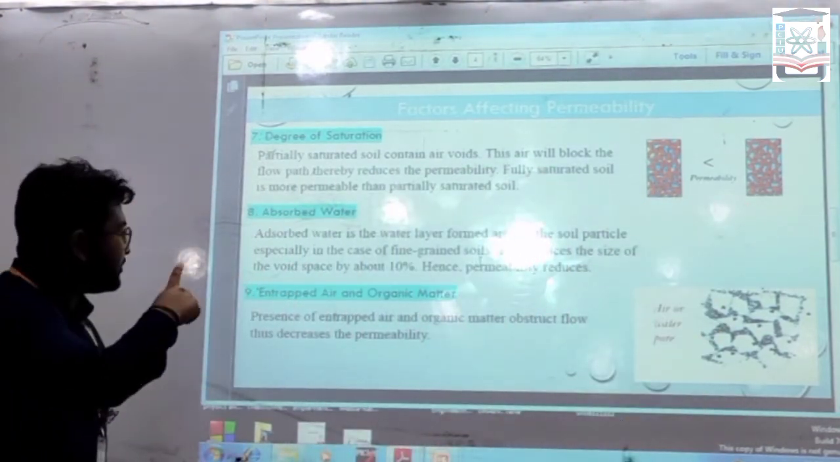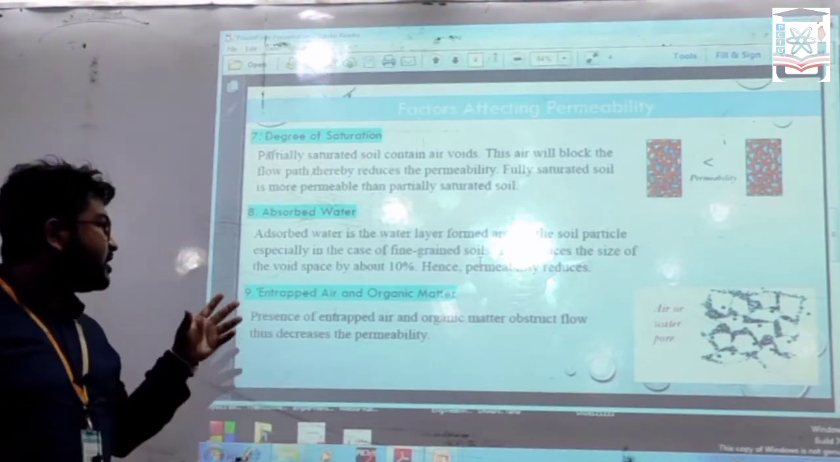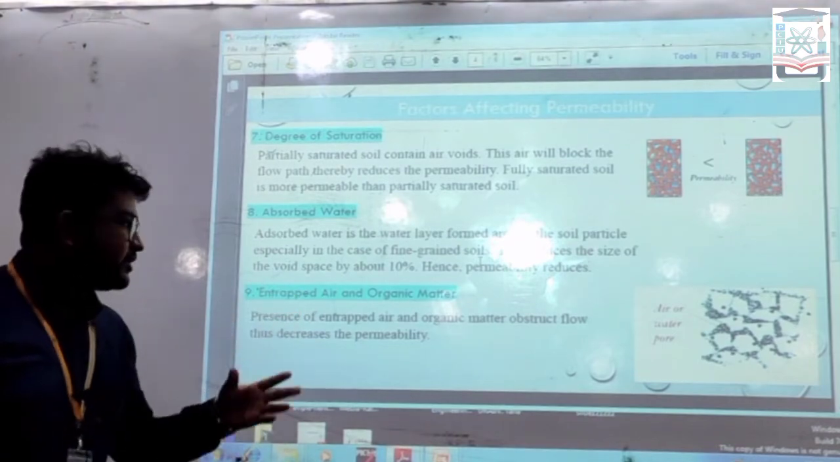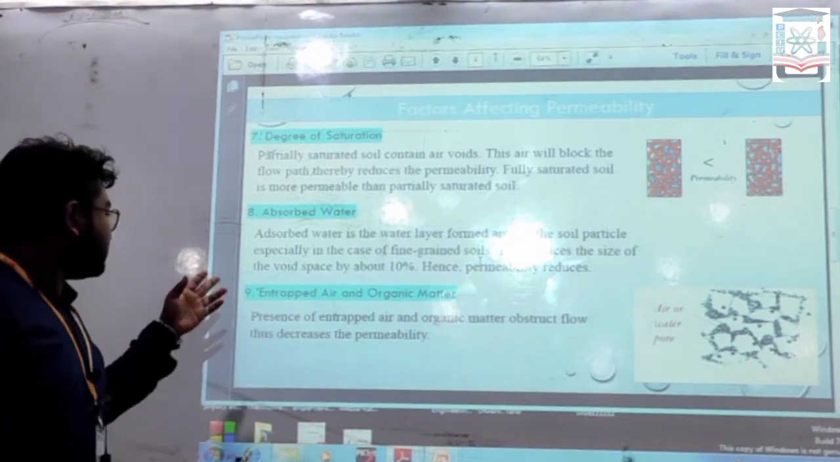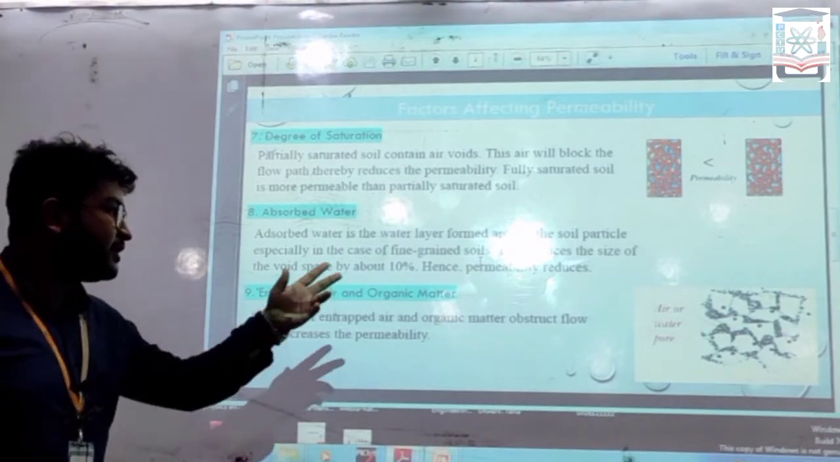Then I will tell you about adsorbed water. Adsorbed water is the water layer formed around the soil particle, especially in the case of fine-grained soil. This reduces the size of the void space by about 10%, hence permeability reduces.